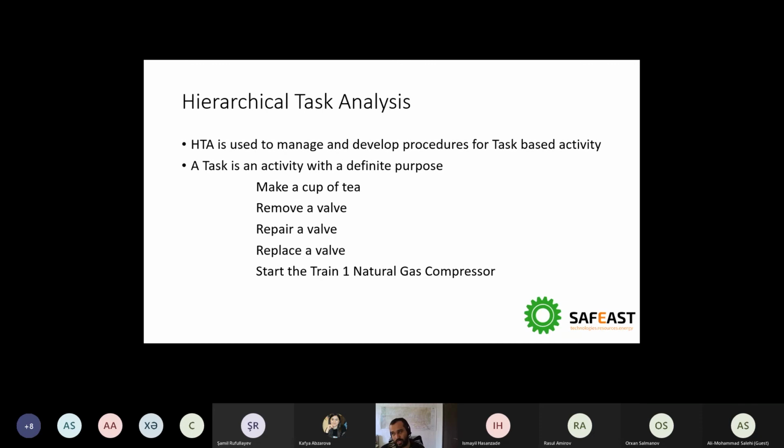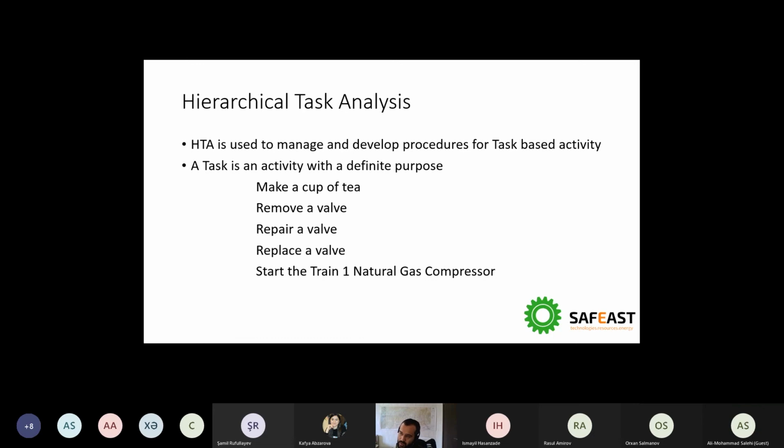As I said, we use this to manage and develop procedures for task-based activity. Let's say you have got a task, for example pig receiving, changing out a filter, or putting a standby pump online. Or simply making a cup of tea at home. This could be a task as well. So what are the steps in the hierarchy for making a cup of tea? Boil water, have some tea, put the tea into the cup, put water on top of it, put some sugar, and that's it. So there is a certain task, and this is one certain step within the task.